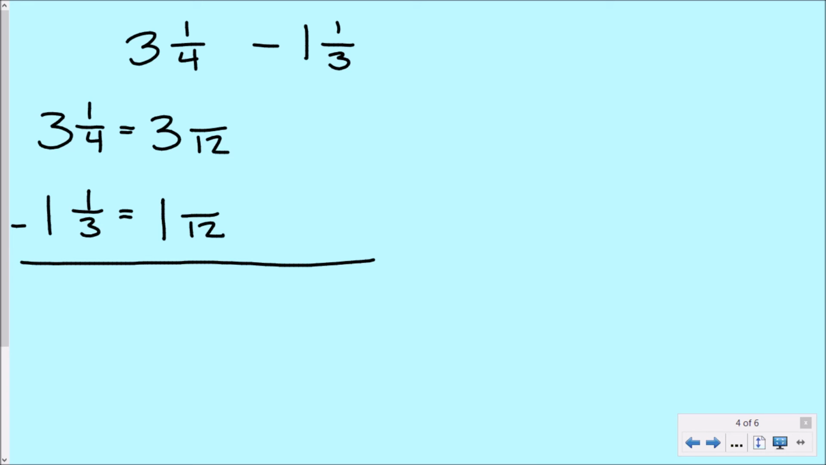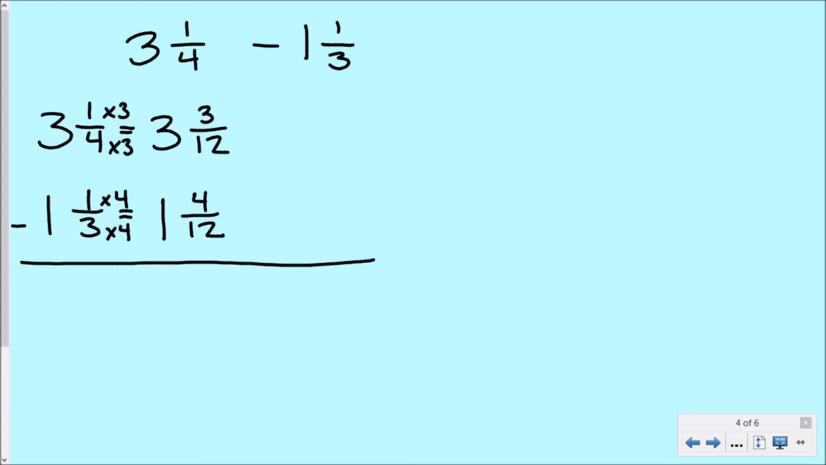Now, think about how I go from 4 to 12, and that's by multiplying by 3. So what I do to the 4, which is in the denominator, I must also do to the 1, which is our numerator. So 1 times 3 equals 3. Looking at 1 1/3, making it into 12s, we multiply the 3 times 4. So you also have to multiply the 1 times 4, and we end up with 4.